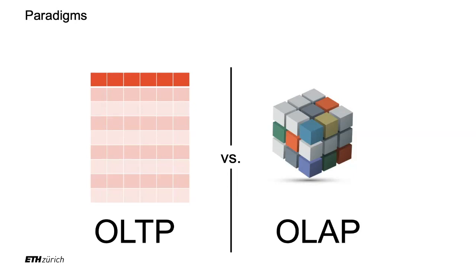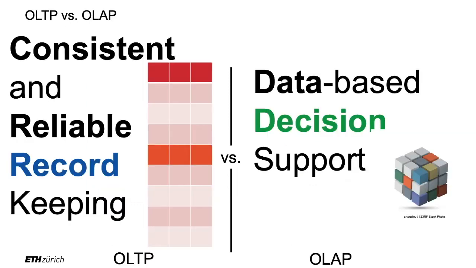Okay, that means online transaction processing, right? And OLAP means online analytical processing. These are two ways to look at data. And now I'm going to explain why these two ways are different. First, the first difference is that OLTP is transaction oriented.